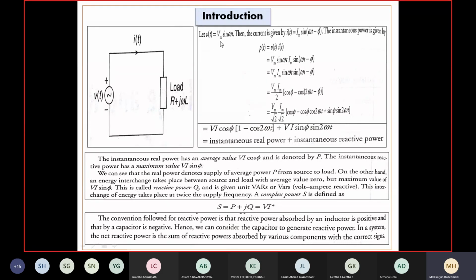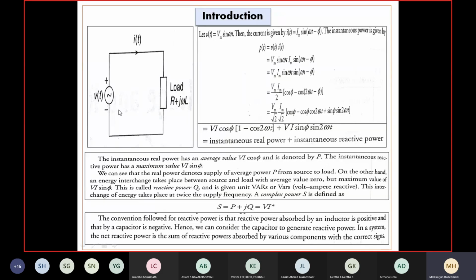Let V be Vm sin omega t, the current possible in an inductive circuit being like Im sin(omega t minus phi), a lagging angle phi is associated, and cosine of that stands as the power factor, lagging. That would be the scenario.